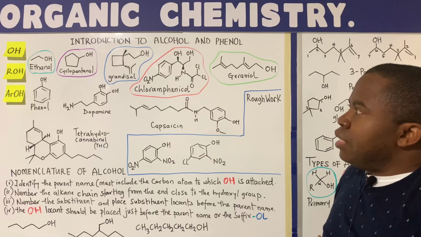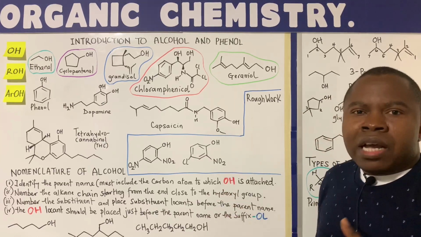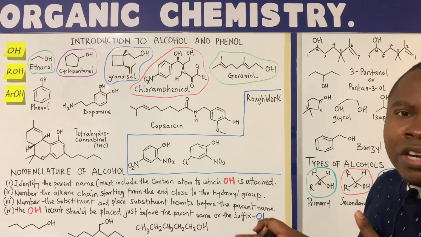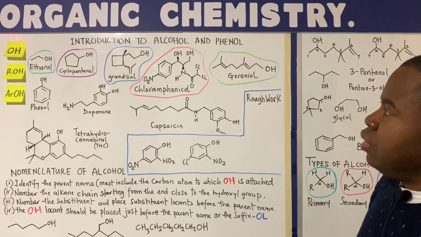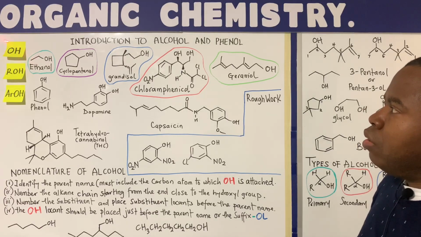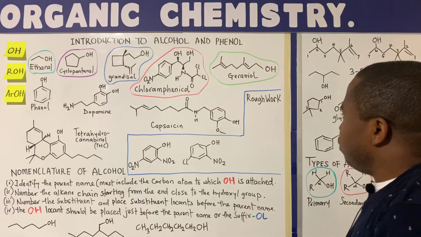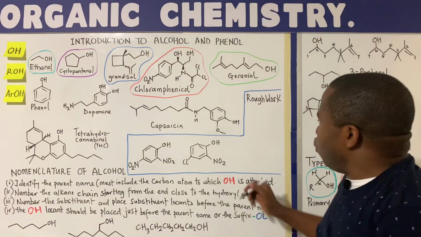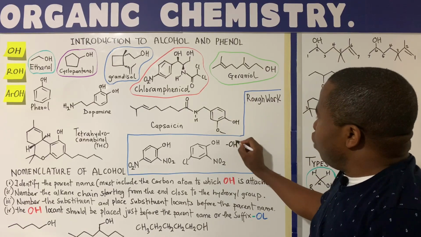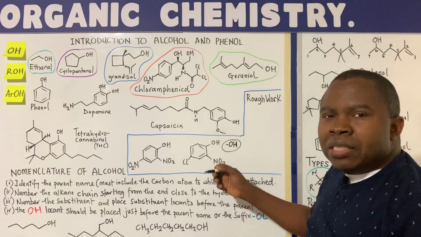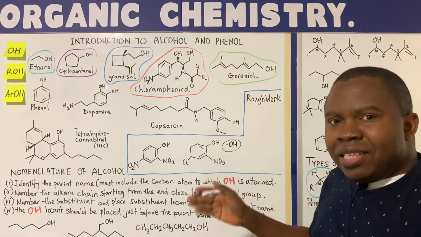And we're going to start by looking at what makes this compound alcohol and what makes them phenol. So basically, there is something we call the OH group, which is called the hydroxyl group. So in organic chemistry, when you see the functional group OH linked to any group, then you know that we have an alcohol or a phenol depending on the group that it is linked to.